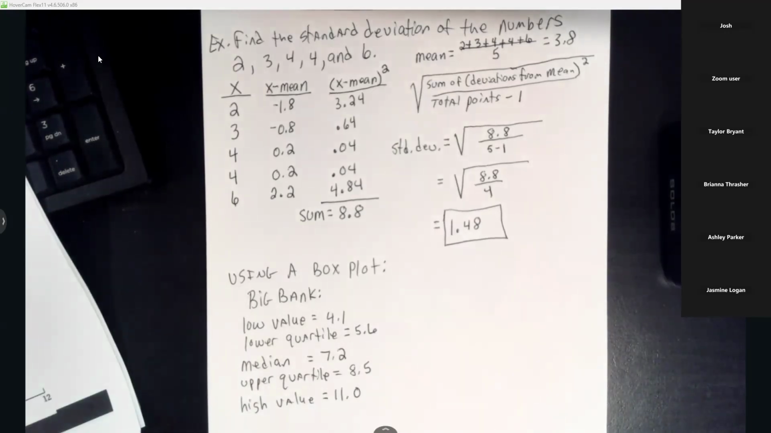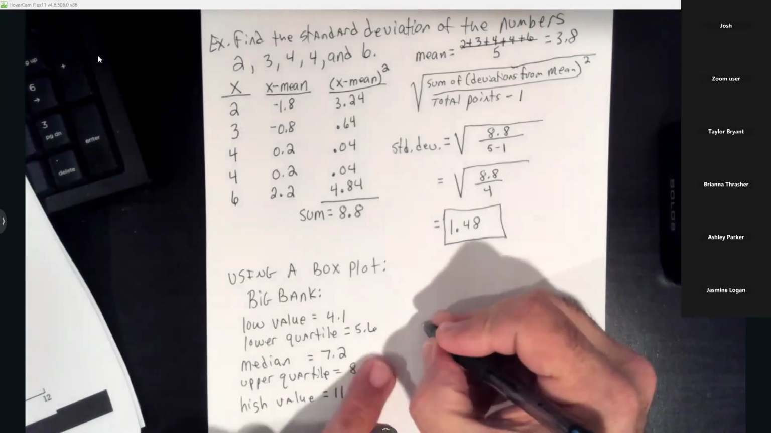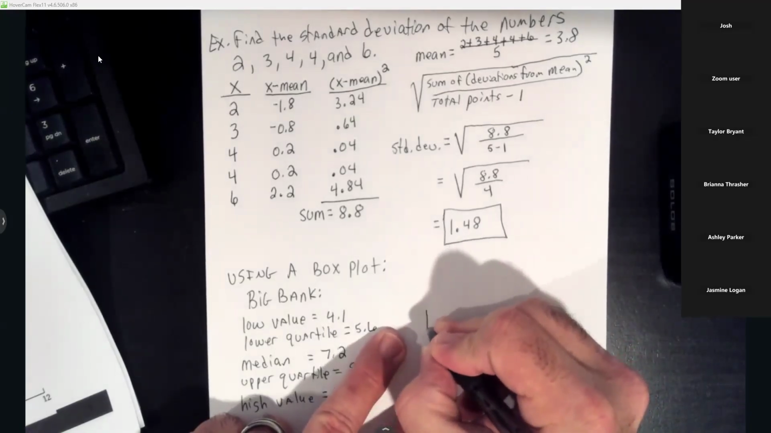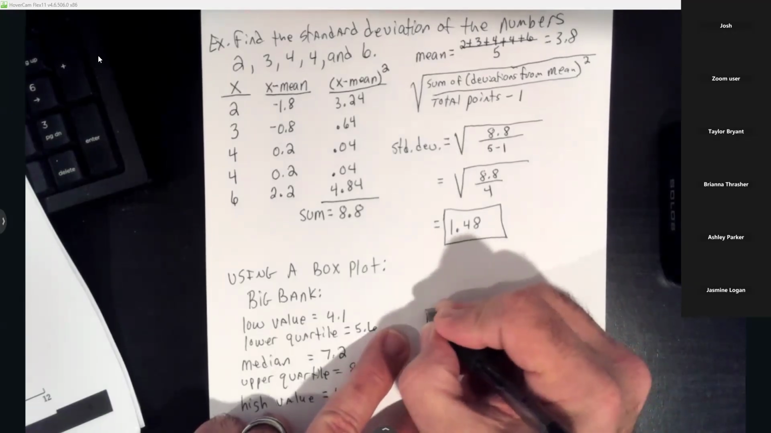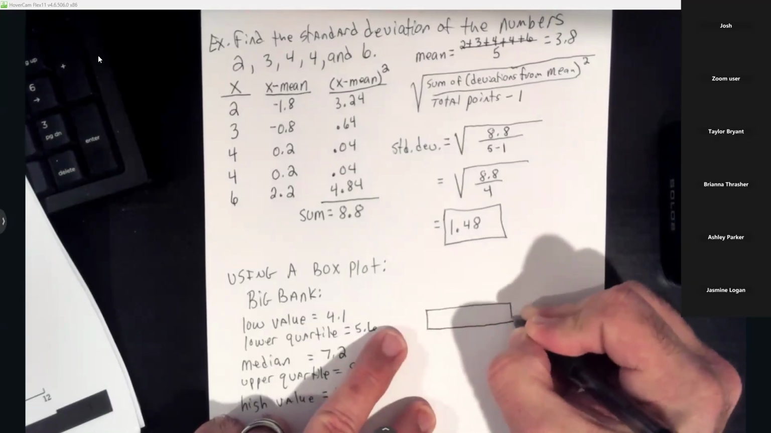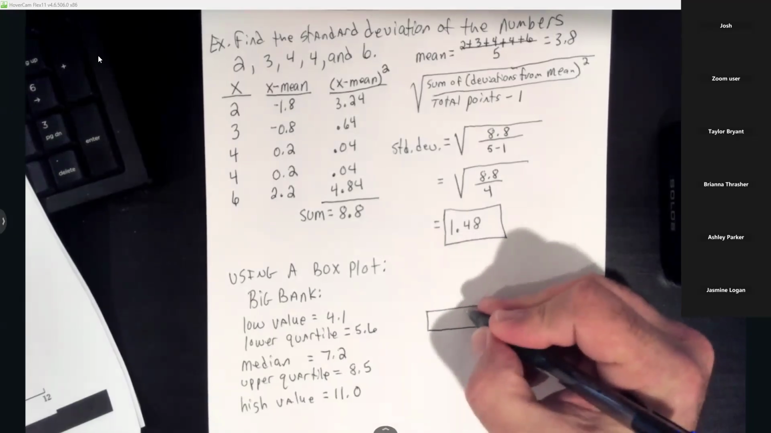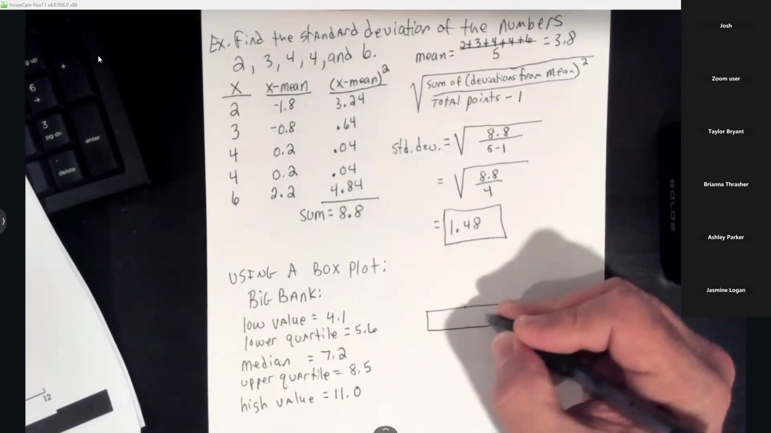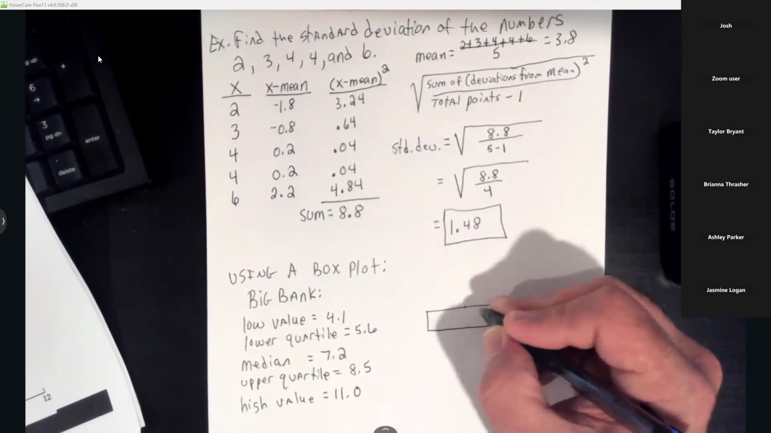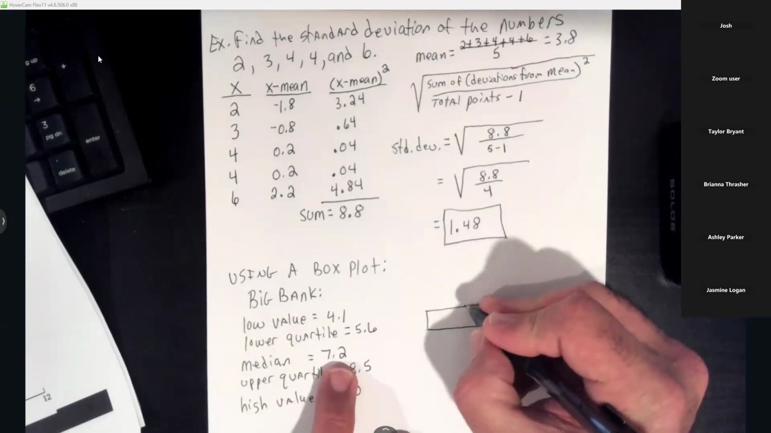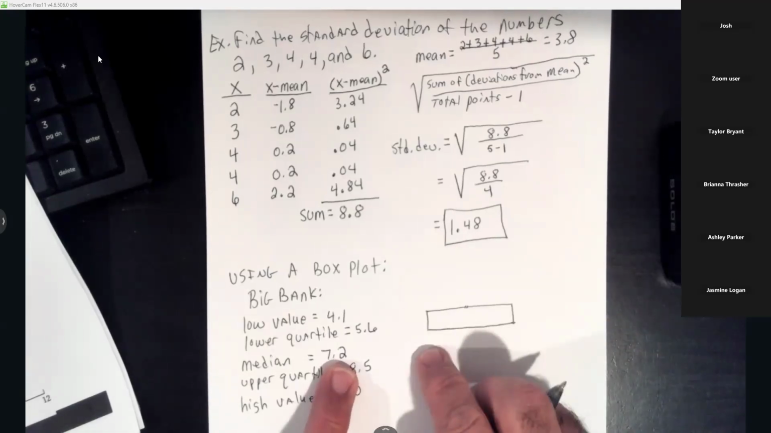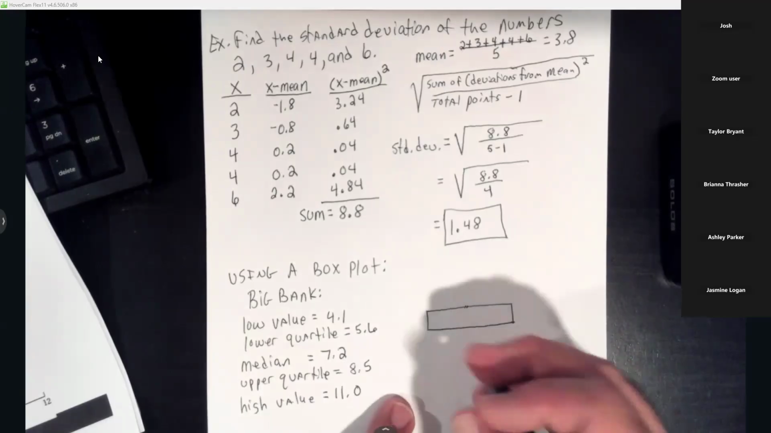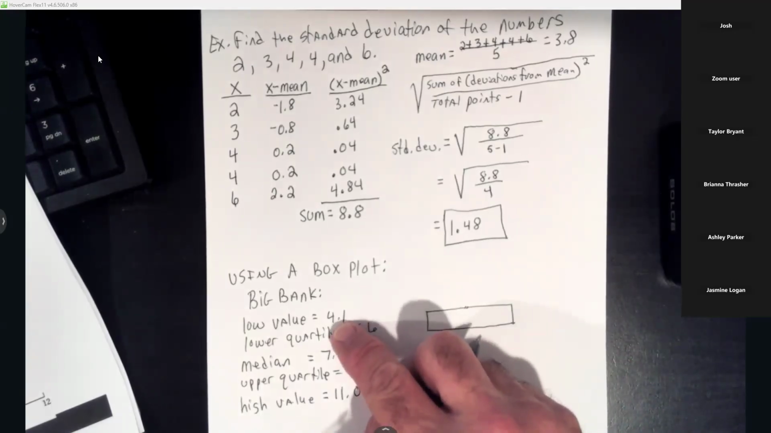All right, so for a box plot, here's what you do. We're going to draw a box. Your median is in the box here. So what was our median? 7.2. So if we had a scale for data, let's say my smallest value is 4.1.